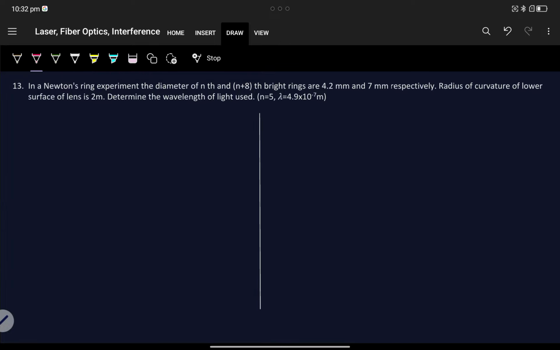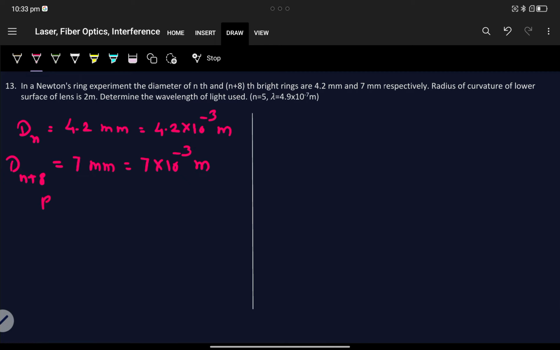In Newton's ring experiment, the diameter of the nth dark ring is 4.2 millimeter, which we convert in meter. So we'll write this as 4.2 into 10 to minus 3 meter. And the diameter of the n plus 8 ring is given as 7 millimeter, which I convert in meter as 7 into 10 to minus 3 meter. Radius of curvature capital R is given as 2 meter. We need to calculate the wavelength.